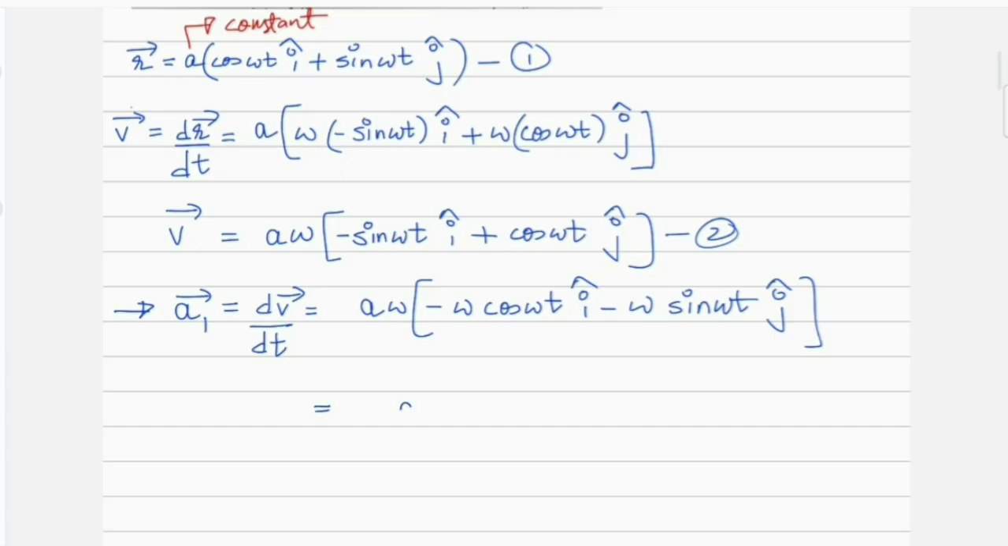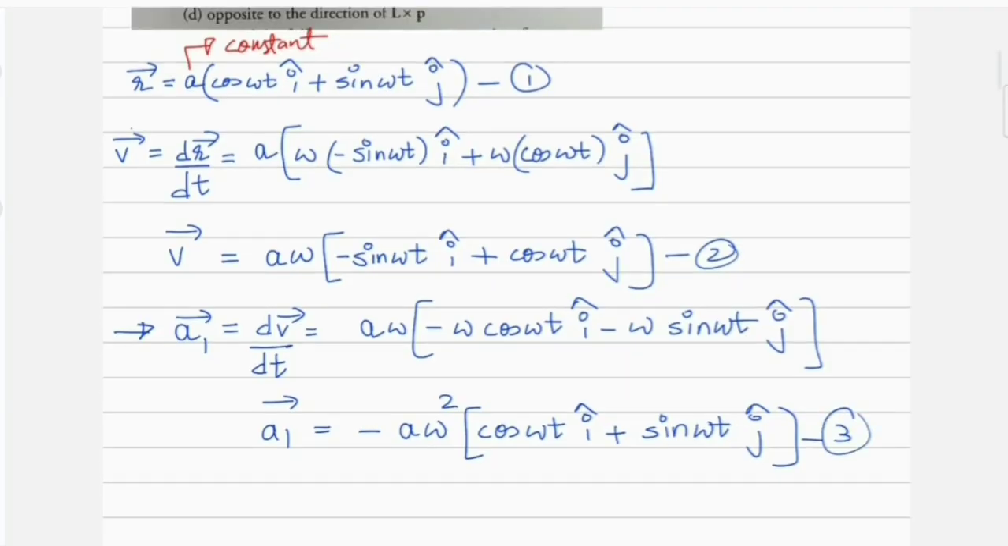So what I can do now, a and omega are already outside the bracket. Inside the bracket I can take minus common, even omega common. So this total will be omega square, students. Inside the bracket you are getting now cos omega t times i cap plus sin omega t times j cap, students. Okay, so this is acceleration a1 vector. Let me consider this as equation number 3. Now do one thing, look at equation number 3 carefully. A times this bracket term, students, cos omega t i cap plus sin omega t j cap.